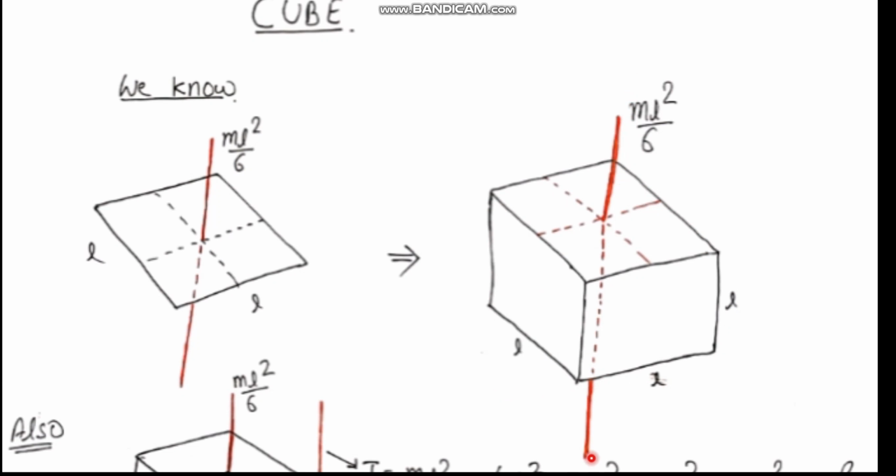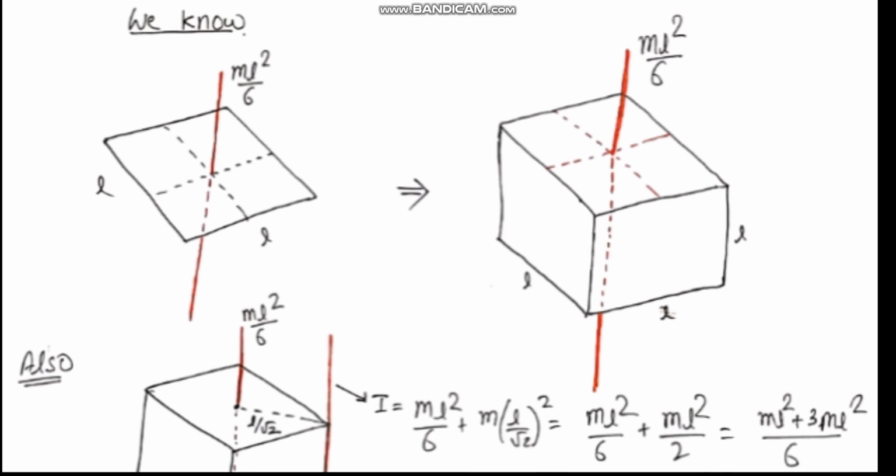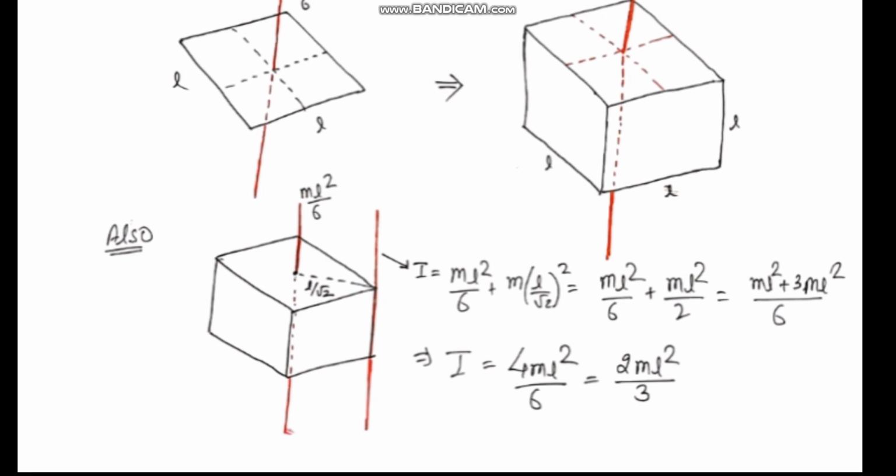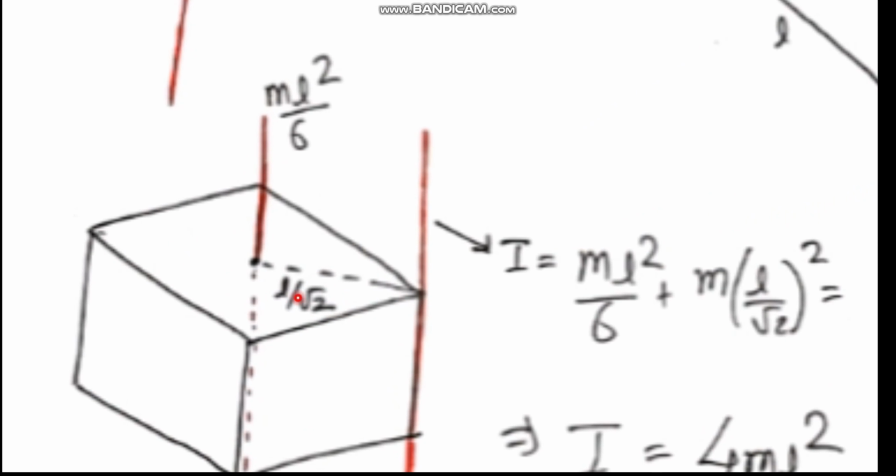So for a cube, the moment of inertia about an axis through the center of one of the faces and perpendicular to that face will be ml square by 6. If I know this, I can also find the moment of inertia of a cube about an edge. If this moment of inertia is ml square by 6, I can find this using the parallel axis theorem. This is the moment of inertia about an axis through the center of mass. We can find this distance. This is L, this is L, so this becomes L root 2. Half of this will be L root 2 by 2, which is L by root 2. So this length is L by root 2.